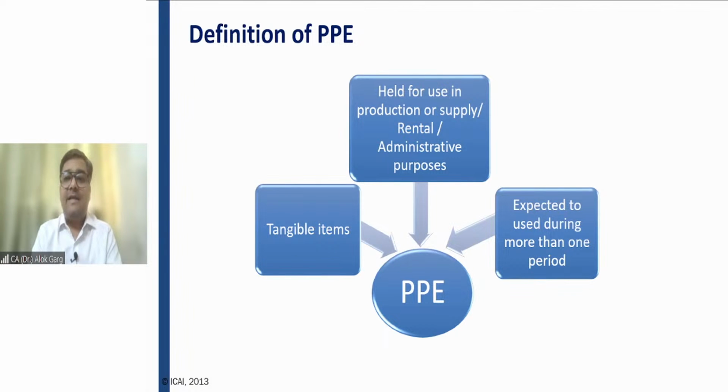Second example, a company has bought a building. A company has purchased a building for the purpose of earning rental. So the sole objective of the company was to provide this building on a rental basis, right? Whether this building will be classified as a PPE.